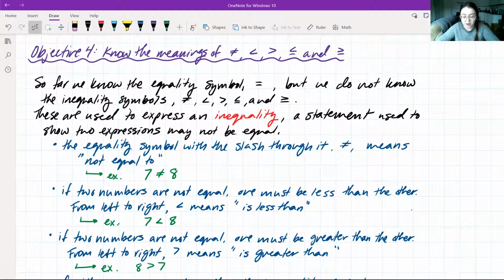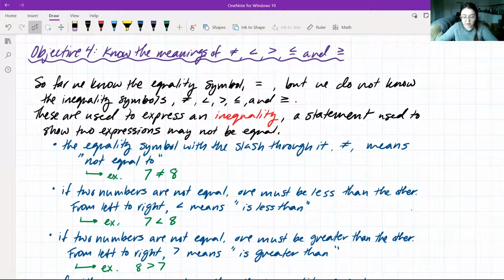If two numbers are not equal, then one of them must be less than the other. So if we're reading from left to right, the less than sign means is less than. For example, 7 is less than 8. We want to read these from left to right. So whenever we have our less than sign, the number that is lesser is on the left and the number that is greater is on the right.